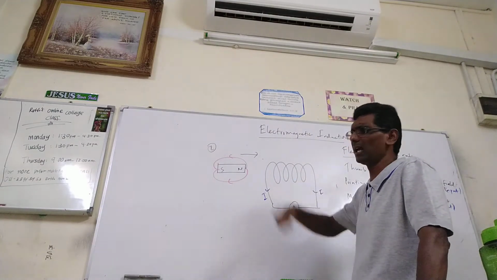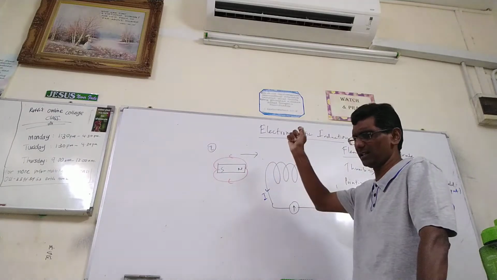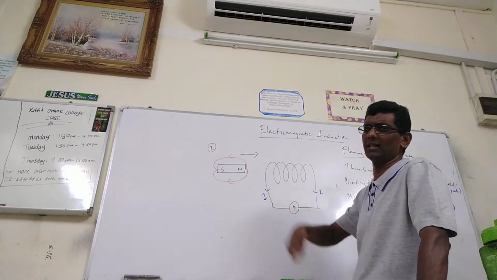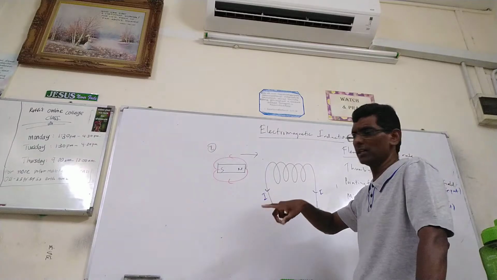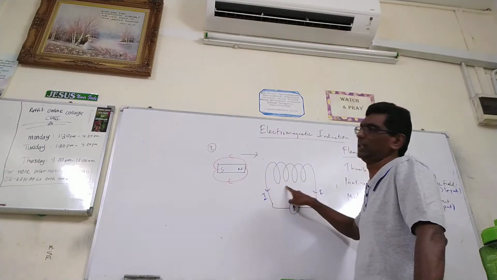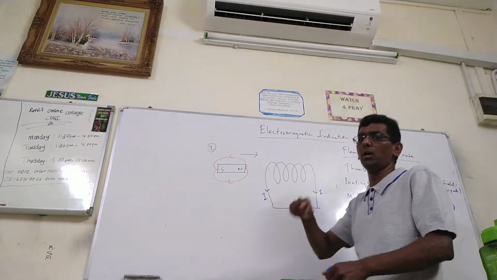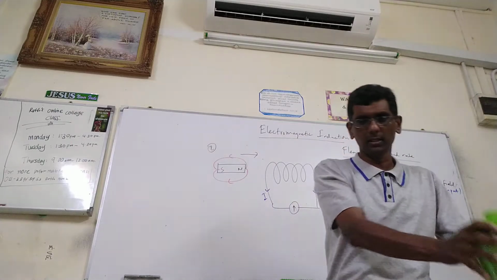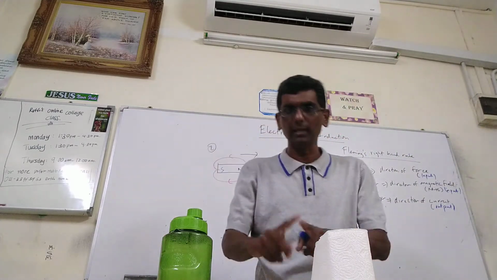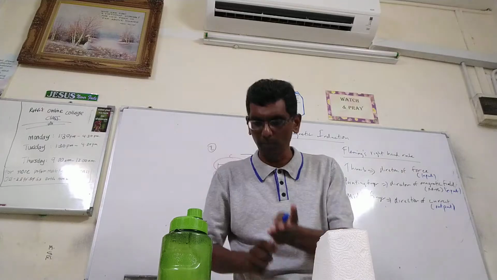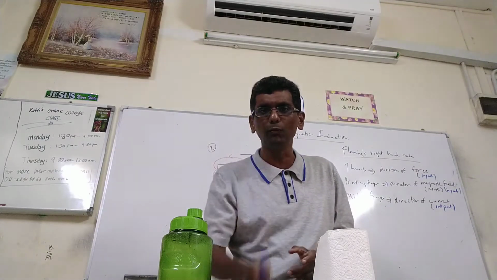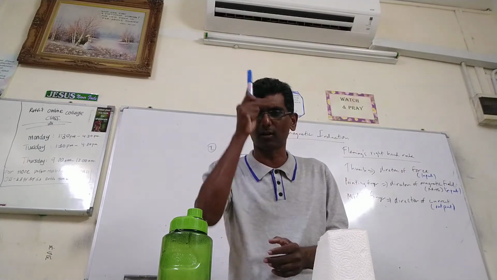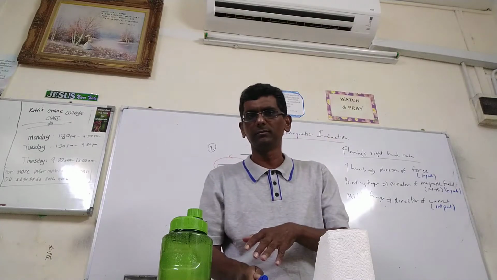Conductor is a simple conductor. It cuts in, cuts out, cuts in, cuts out. So the current flows in two directions. But here the magnet pushes in. The magnet doesn't move, but we move the conductor. We move the conductor, cutting the field in and out, and it produces current.